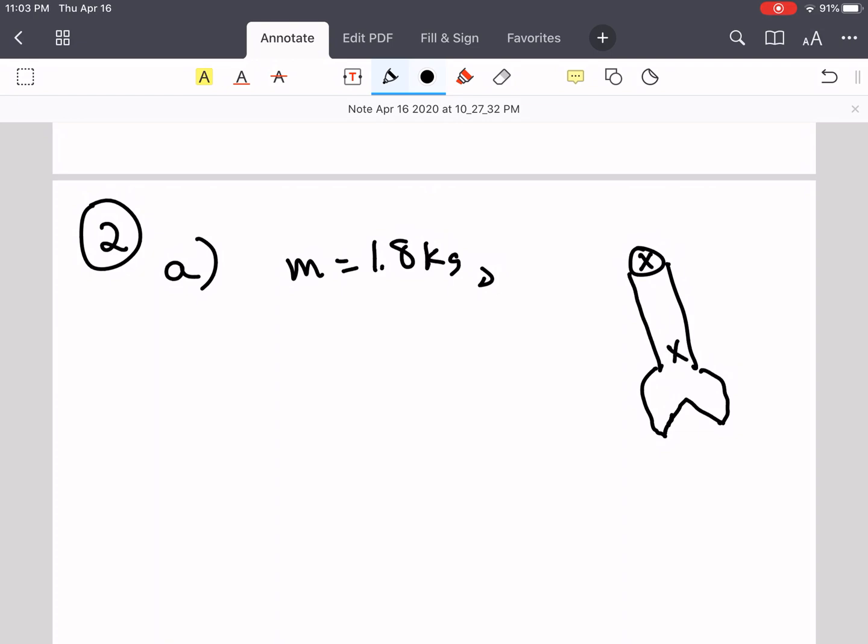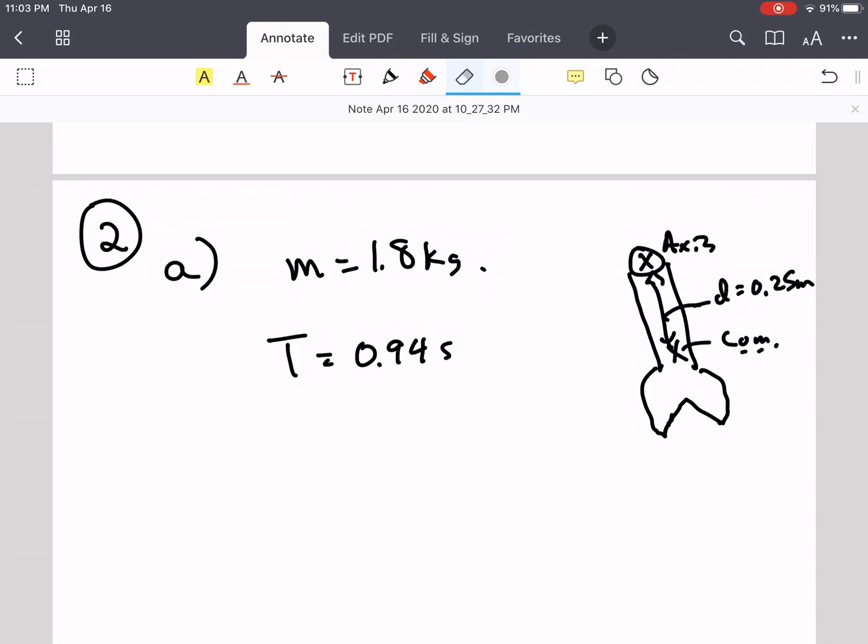And what's told to us is that the distance between the axis of rotation and the center of mass is 0.25 meters. That's this thing we labeled d, 0.25 meters. And we know that the period for small angle oscillations T is equal to 0.940 seconds. All right, so rule number 1 of harmonic oscillation that I taught you is if you're ever given anything that's not omega, go ahead and convert that to omega. Omega is much easier to work with, so we'll go ahead and do that.